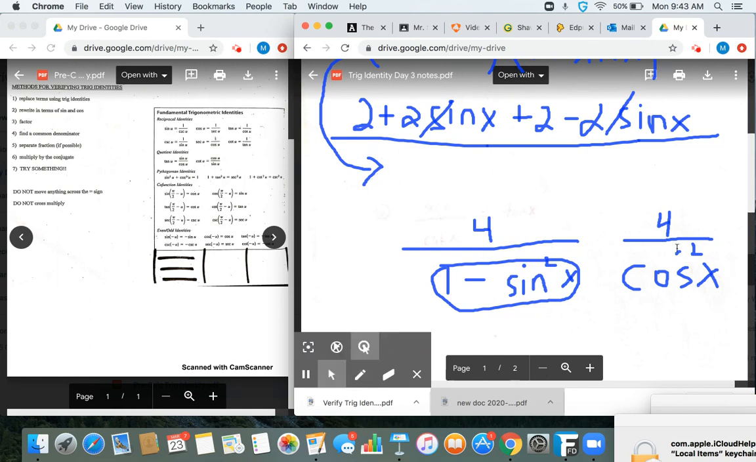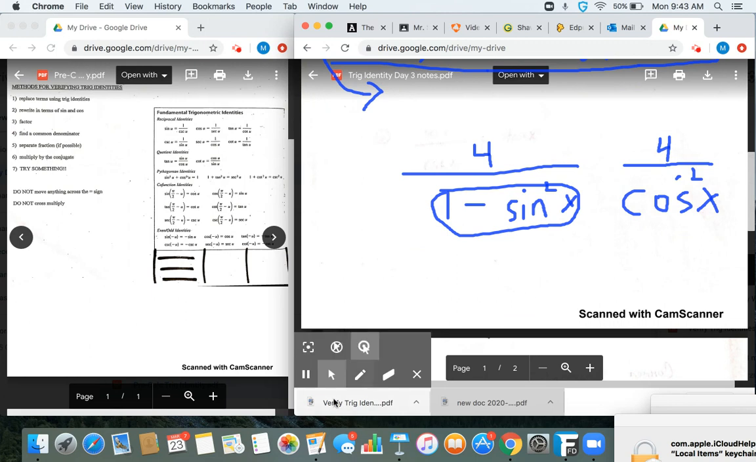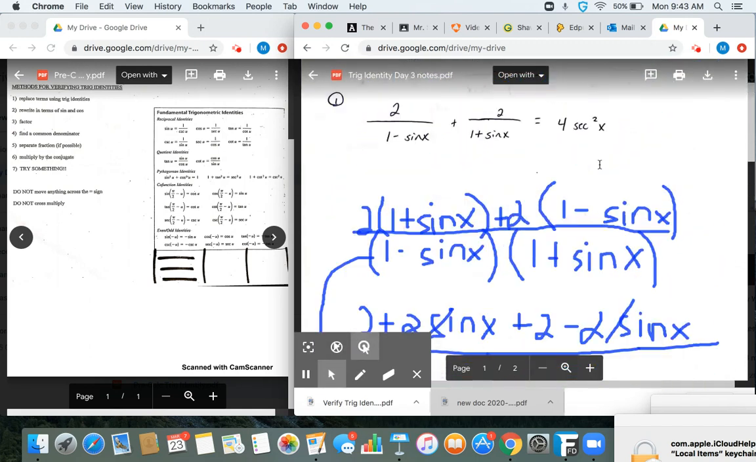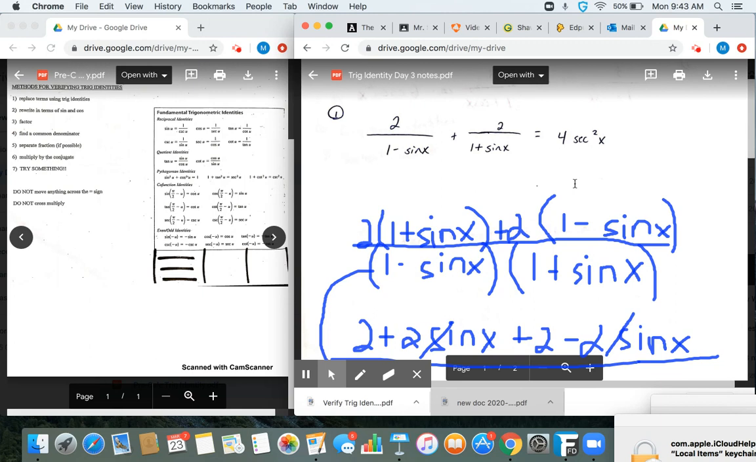So another way I could write this right here would be if I were to just write 4 divided by 1 divided by secant squared x, right? 1 over secant squared x is the reciprocal of cosine. And rather than divide by this fraction, we could just simply multiply by its reciprocal, and that's how we would come away with 4 secant squared x. All right.